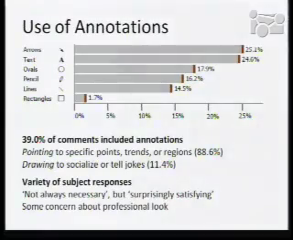Now, so those are some examples. We also analyzed different parts of usage, including how people used annotations. And the big takeaway here was that 39%, or about 4 in 10 comments, included annotations. The vast majority of them were pointing to very specific points, trends, or regions. And so this had some interesting implications, one in terms of how we might make more structured forms of annotation.